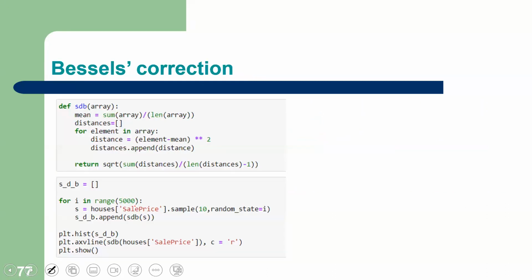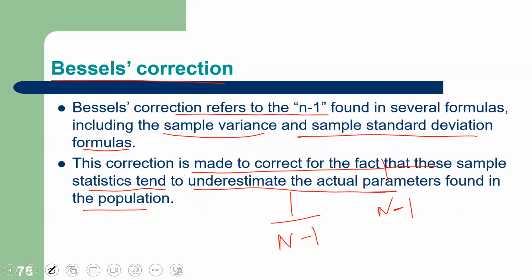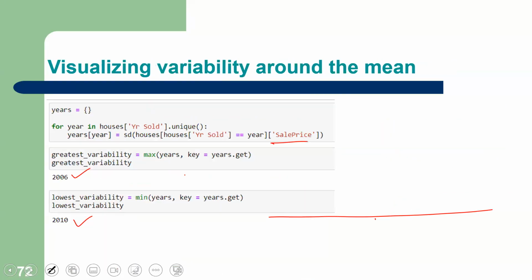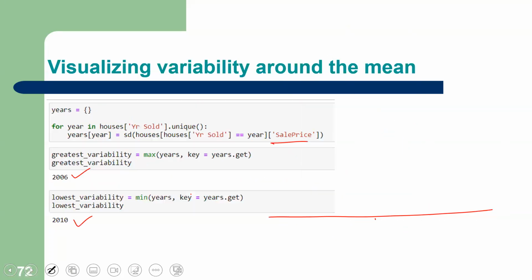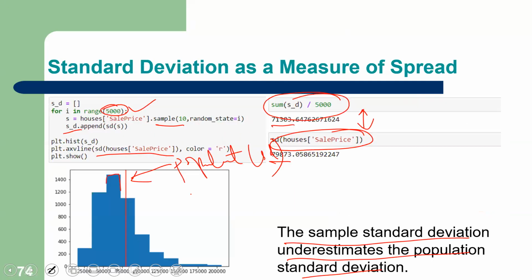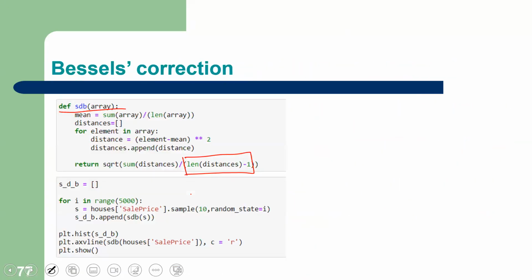Okay, so if you see this, I have implemented one function for Bessel's correction. Here you can see this n minus 1 we have taken. But if I go and check my earlier function for the standard deviation, there is the length of distances that I have calculated, and there is no n minus 1 here for the sample. So now we have considered the n minus 1 because of Bessel's correction. Let's see how it looks.